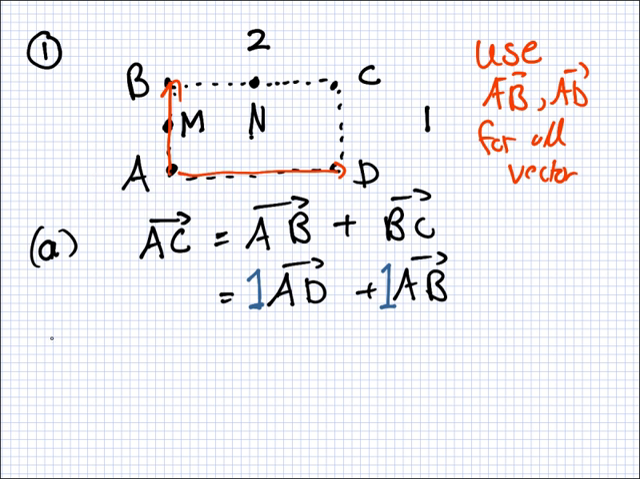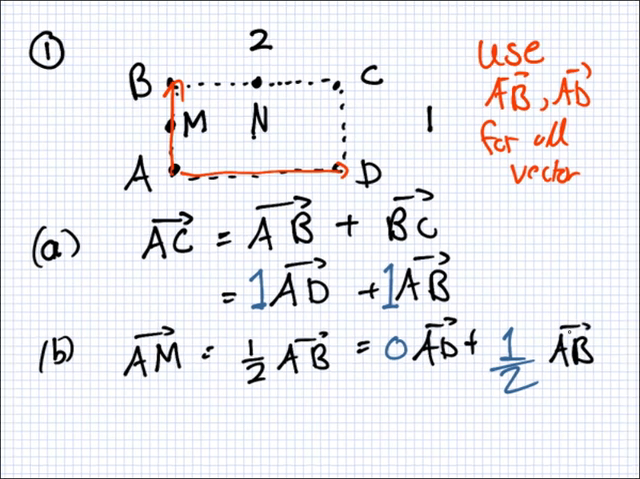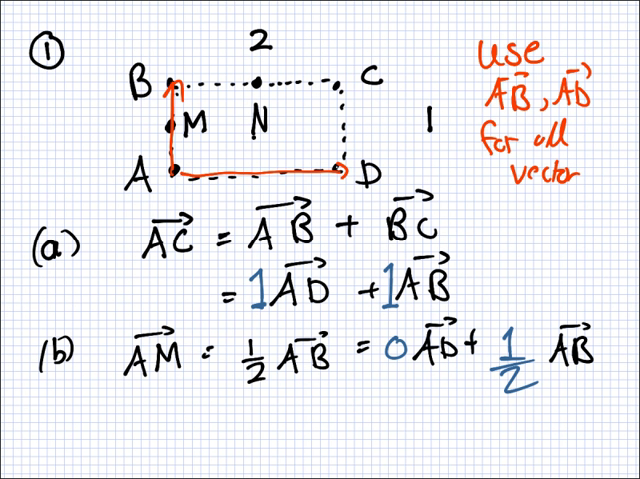Right. Let's do another one here, B. Let's say AM. Well, AM, can you see, is a half AB. Can you visualize that? Can you see that going? Yeah. Which is 0 ADs plus 1/2, I should have said, sorry, 1/2 AB. So this vector AM is no ADs and a half of AB. Okay?